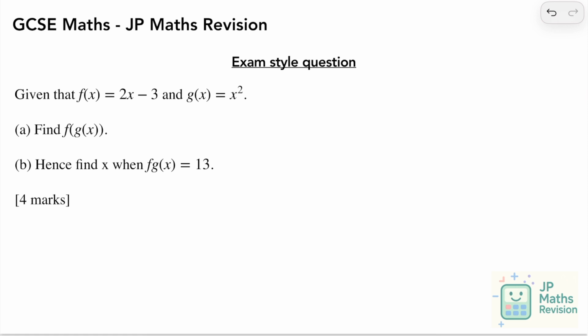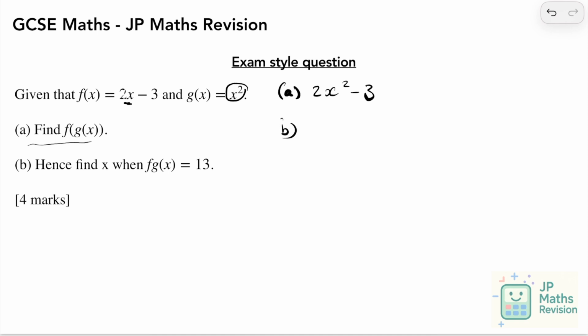Okay, so well done if you managed to have a go at that. So the first part, we are finding fg of x. So we are inputting g into f. So this time, wherever you see an x in f, we're replacing it with g. So it's going to be 2x squared minus 3, because the x in f of x is going to become x squared, which is g.